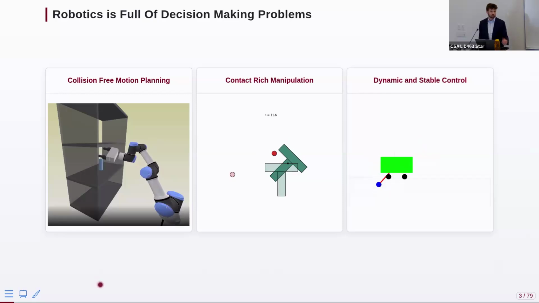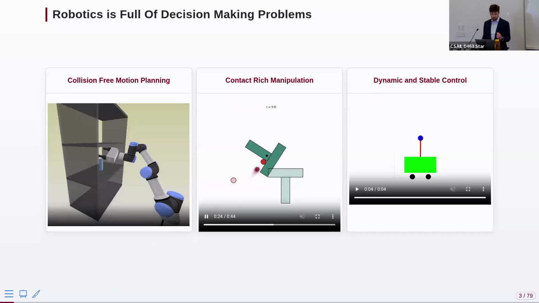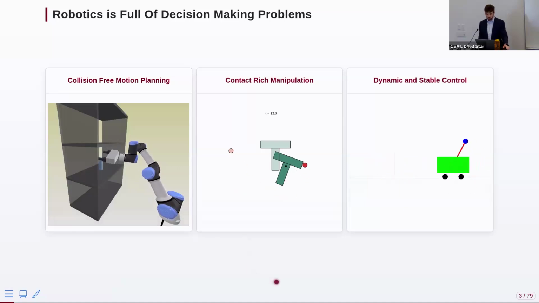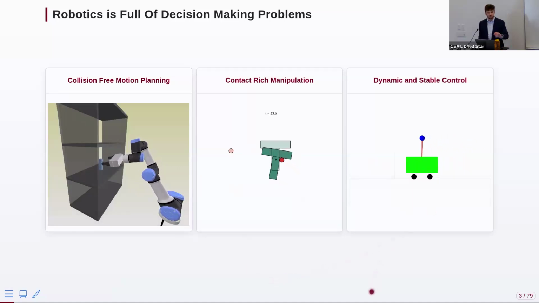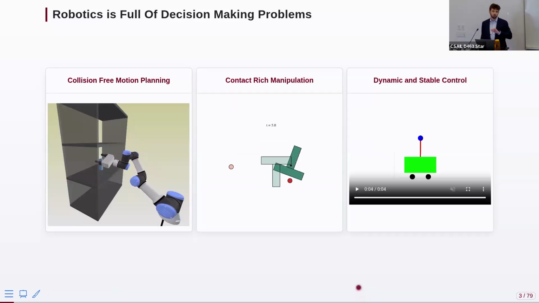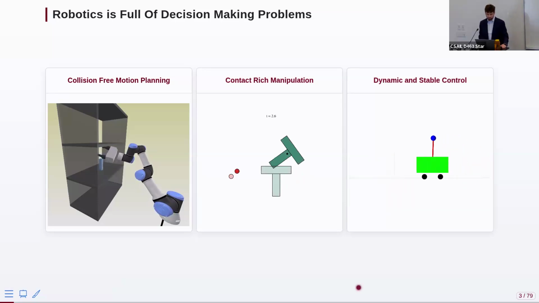Or if I'm doing contact-rich manipulation, I'm really thinking about what's the sequence of actions that I'm going to use to manipulate with this red dot the T into the desired position. When I'm doing dynamic and stable control, the purpose of this robot is really to shimmy back and forth so that the pendulum is upright and balanced, and it needs to decide what sequence of moves left and right am I going to be able to swing up the pendulum.